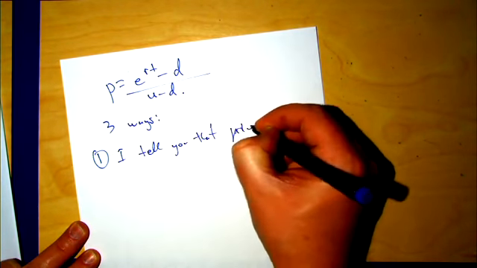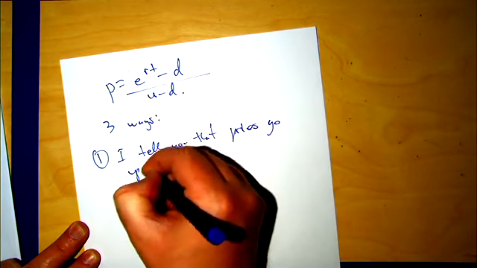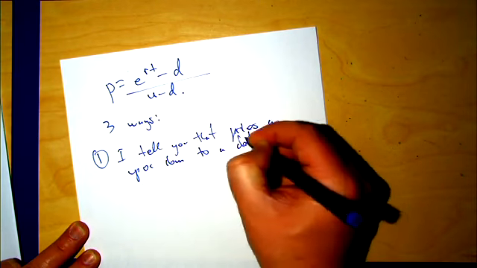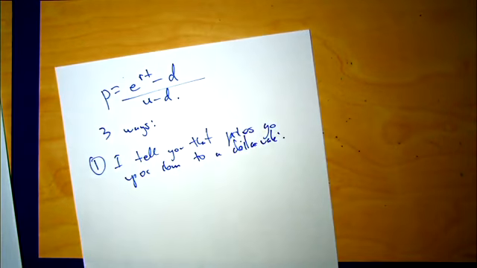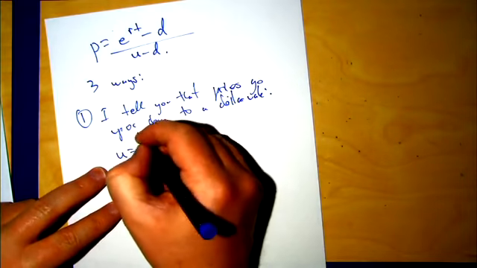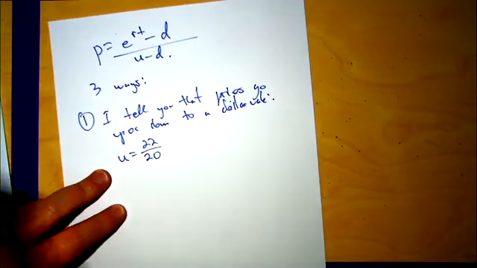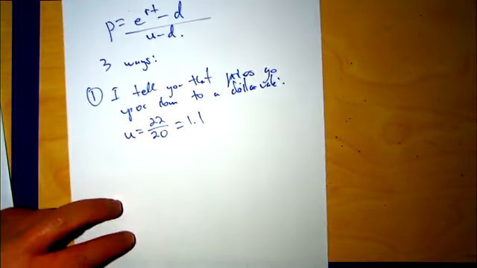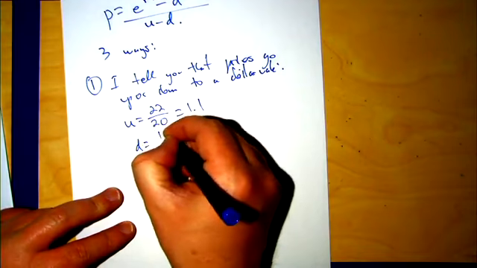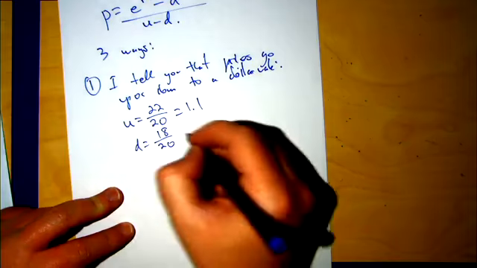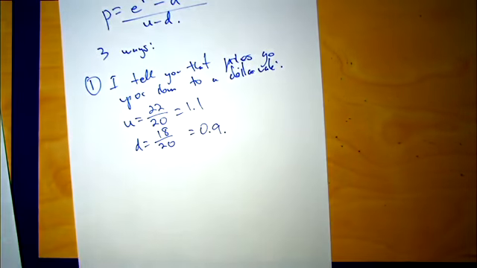So in this example, I told you they went up to 22 or they went down to 18. If that's the case, to calculate U, it's just the price if I go up divided by the beginning price, which gives me 1.1. And for D, it's the end price if I go down divided by my beginning price, which gives me 0.9.